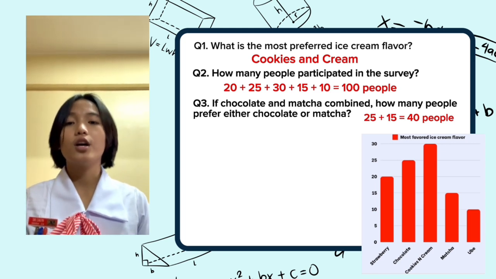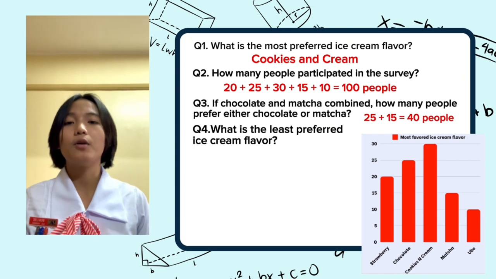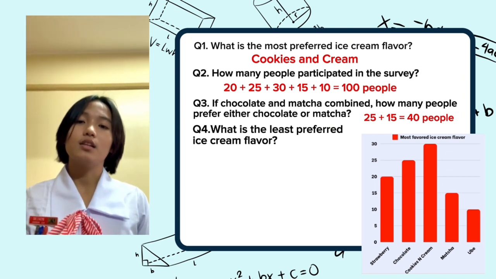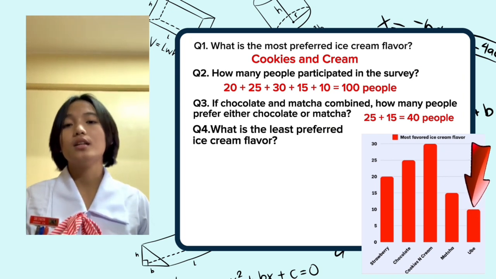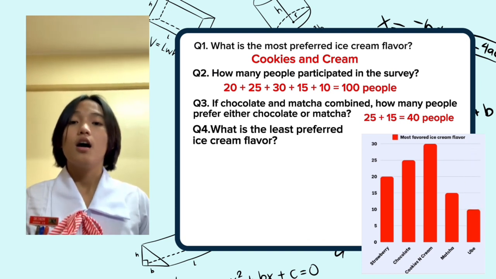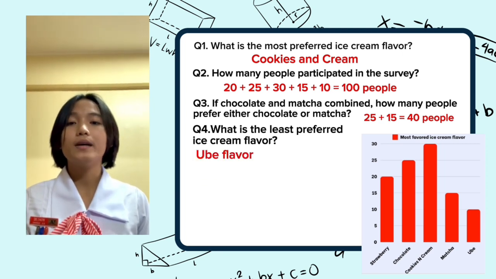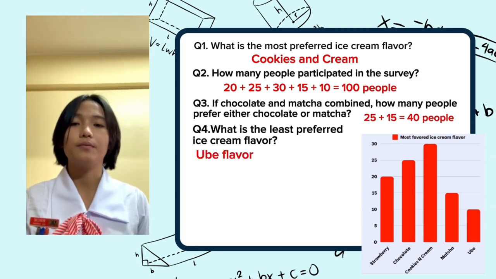For question number 4, what is the least preferred ice cream flavor? All we have to do is identify the bar of the flavor that has the lowest number of votes. One way to identify it is to look for the shortest bar. As shown in the graph, the bar for the flavor ube is the shortest. Thus, ube is the least preferred ice cream flavor.